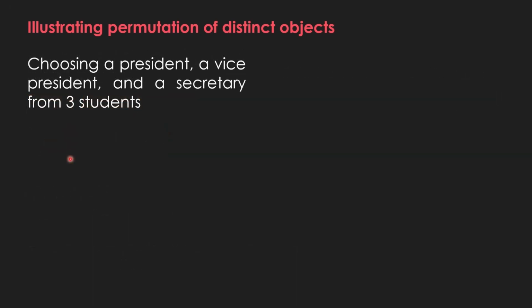Alright, so we now go to our second example. In our second example, we are to choose a president, a vice president, and a secretary from 3 students. Basically, what we want to know here is how many possible ways we can assign these 3 positions to these 3 students. We consider this as a problem of permutation of distinct objects because each of these 3 students will have a unique position.